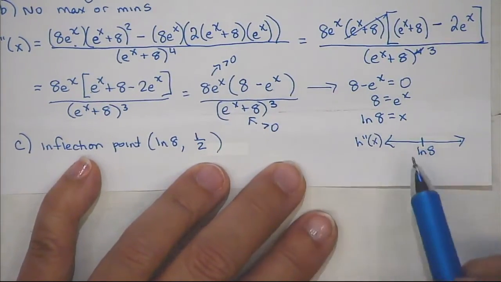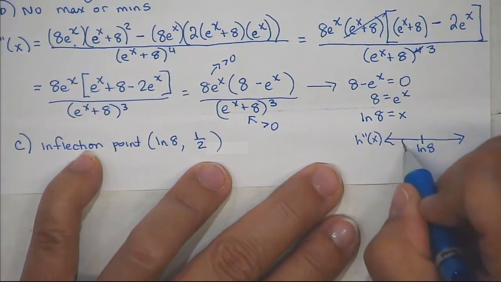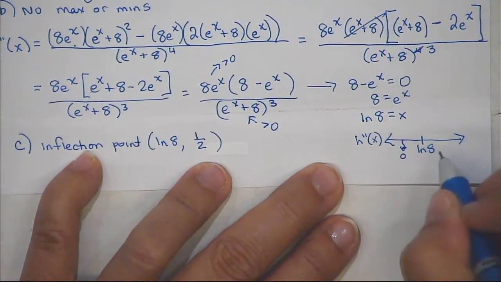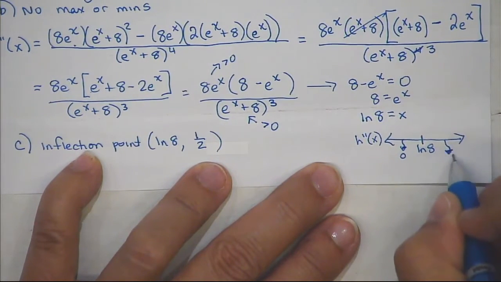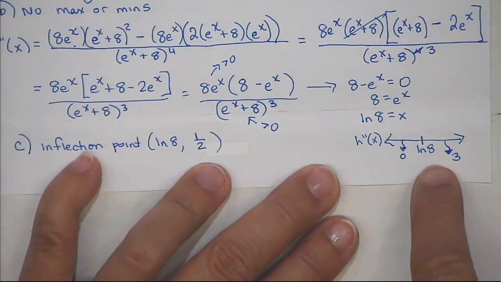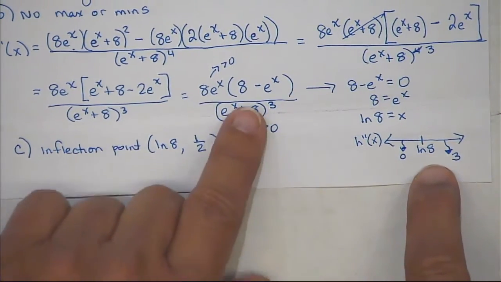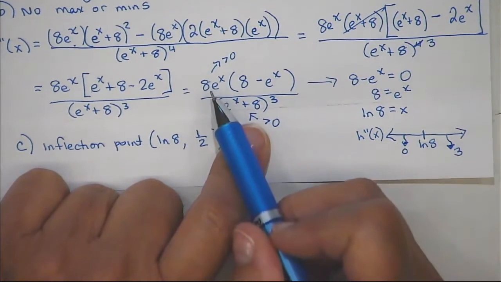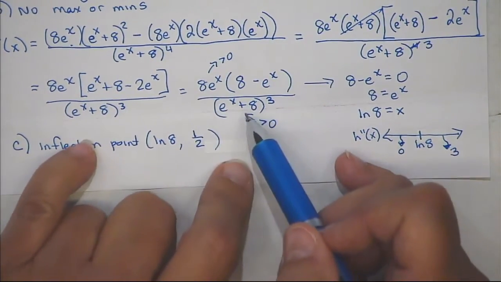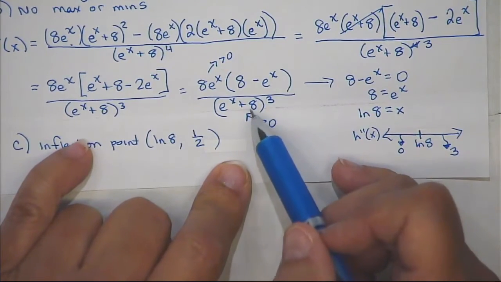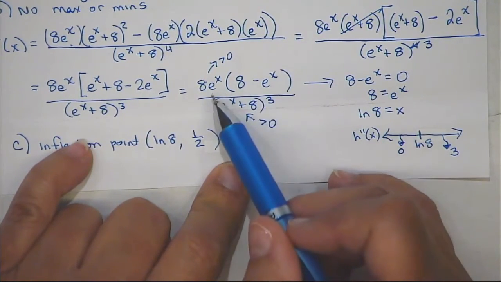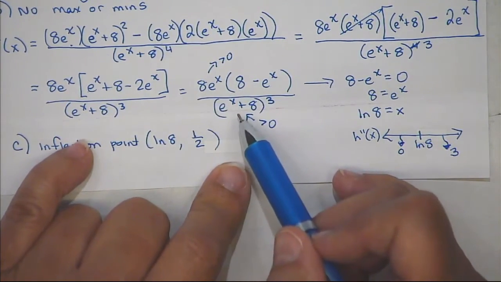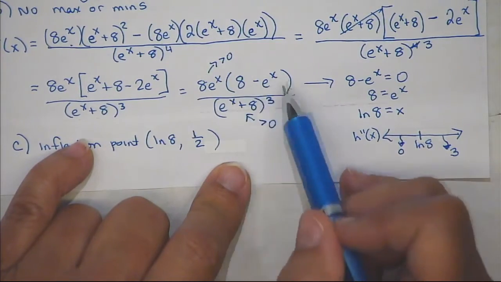Okay, so we're going to pick something smaller than the natural log of 8. 0 is good. Pick something bigger than the natural log of 8, let's say 3. And we're going to plug it in here. Now again, this first part of the numerator and the bottom is always positive, so I don't need to put it in there. All I've got to do is check this.